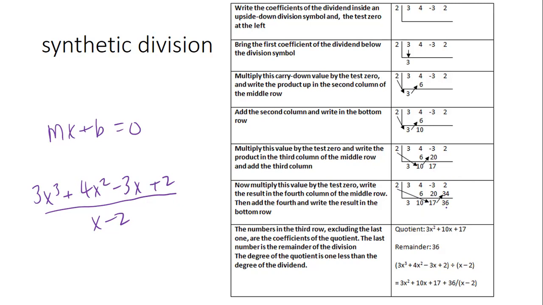Okay? Just like when we divide, we're going down a term, right? We were going down a degree. This started off as a 3rd degree, and it's going to end as a 2nd degree. So the numbers here are the coefficients of your quotient. So this is 3x squared plus 10x plus 17. And you have a remainder of 36. I don't know where I saw 16.